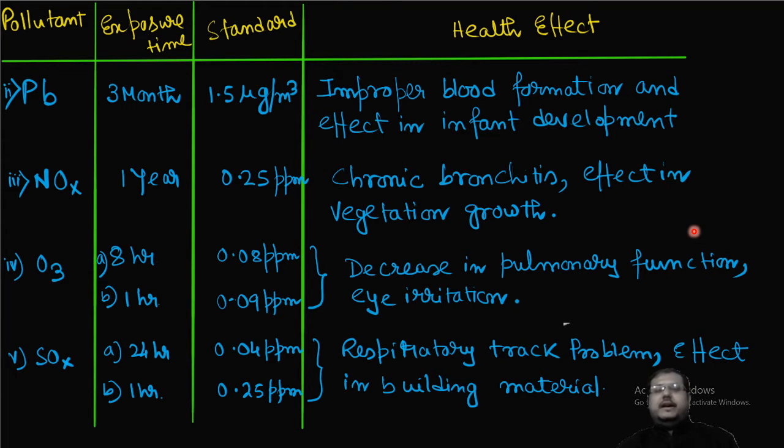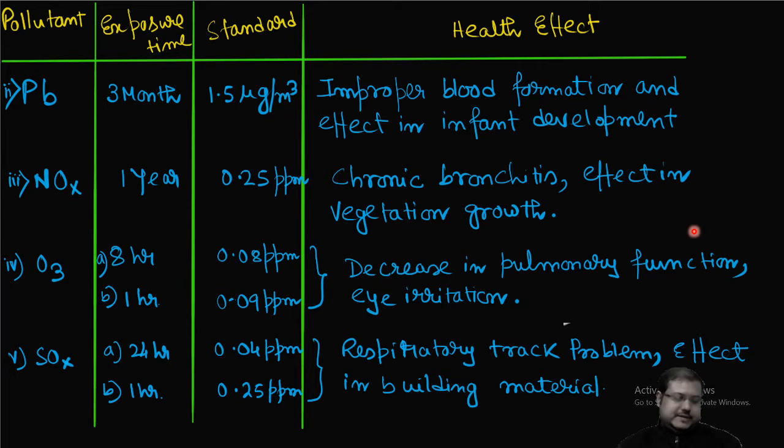Next is lead. Exposure time 3 months. Standard is 1.5 microgram per meter cube. Health effect: improper blood formation and effect in infant development.